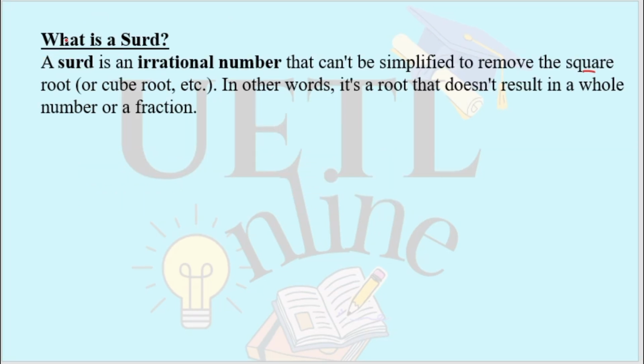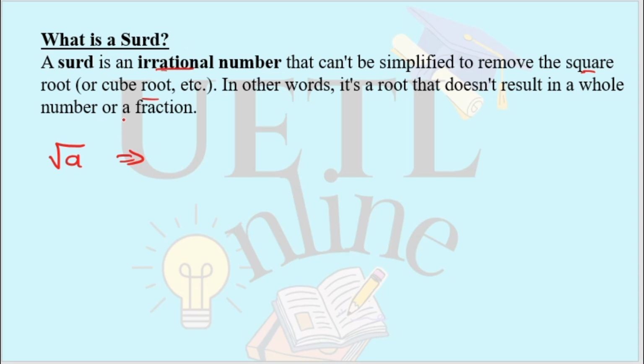First, let's understand what is a set. A set is an irrational number that cannot be simplified to remove the square root, the cube root, or any root. In other words, it's a root that does not result in a whole number or a fraction. So let's say you are given a root of a number, let's say root of a. If you cannot simplify this root of a to give a whole number or a fraction, it becomes an irrational number. It's a set.